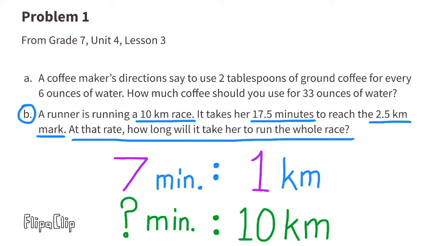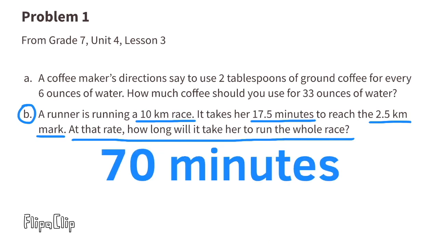They ask, how long will it take to run the whole race? And the whole race is 10 kilometers. 10 divided by 1 is 10. And 1 kilometer times 10 equals 10 kilometers. Now we need to multiply the minute side by 10. 7 minutes times 10 equals 70 minutes. At this rate, it'll take the runner 70 minutes to run 10 kilometers.